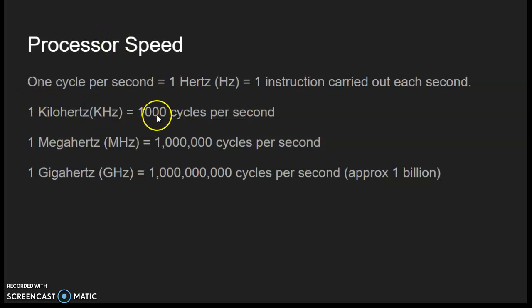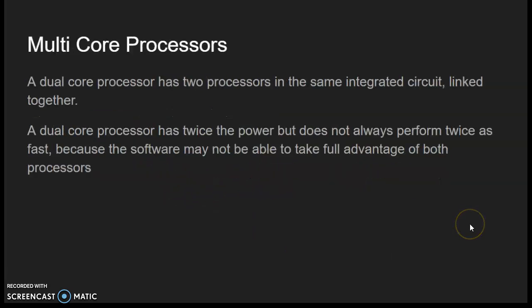But kilohertz is 1,000 cycles per second. Then you've got 1 megahertz, which is made up of 1,000 kilohertz, and 1 megahertz is 1 million cycles per second. And 1 gigahertz is made up of 1,000 megahertz, which is 1 billion cycles per second. Most modern computers have 3, 4, 5 gigahertz, which is 3 billion, 4 billion, 5 billion cycles per second, or approximately, because it's actually 1,240,000,000 cycles per second.